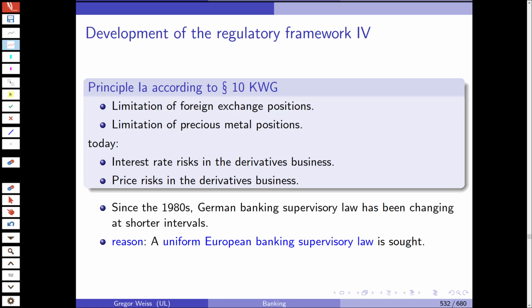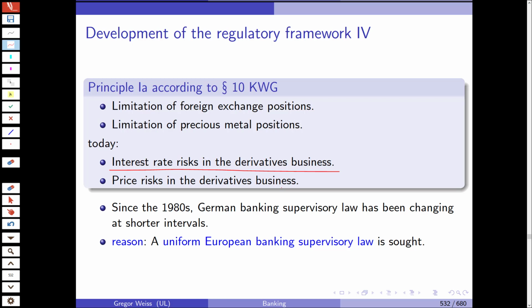Actually, Herstatt Bank went bankrupt because they traded too much in gold and steel and other metal positions in commodities, and also commodities that were quoted in foreign currencies. And they didn't have anything to do with this kind of business because they were a bank. So at that point, the German Banking Act stipulated that banks should not engage in too much business in foreign exchange positions and in commodities. Nowadays, this is regulated in the interest rate risk in derivatives contracts and price risks in derivatives.